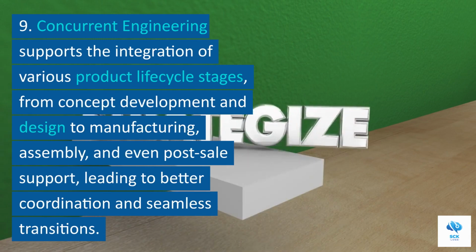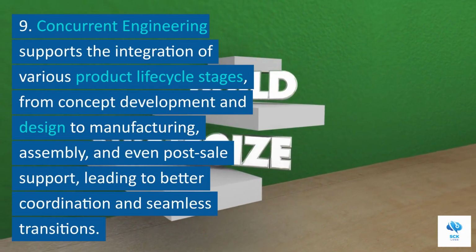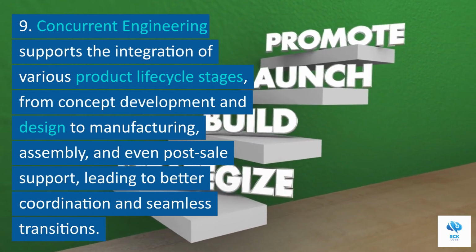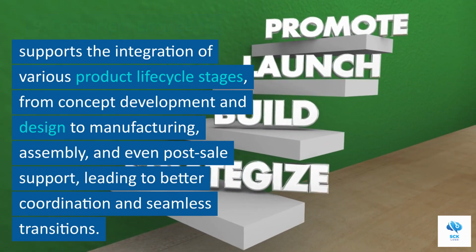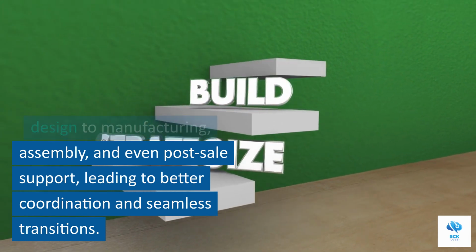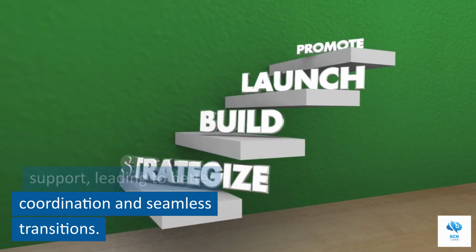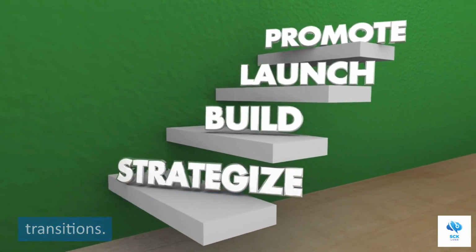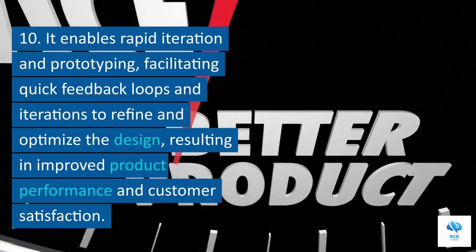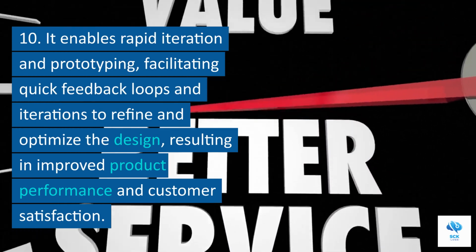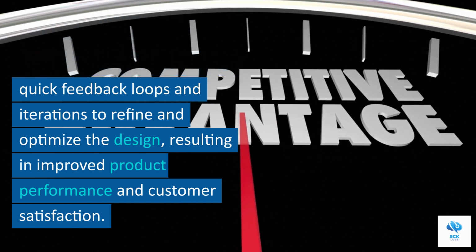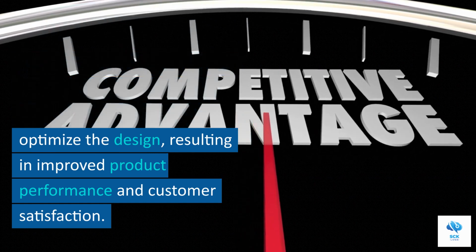9. Concurrent engineering supports the integration of various product lifecycle stages, from concept development and design to manufacturing, assembly, and even post-sales support, leading to better coordination and seamless transitions. 10. It enables rapid iteration and prototyping, facilitating quick feedback loops and iterations to refine and optimize the design, resulting in improved product performance and customer satisfaction.